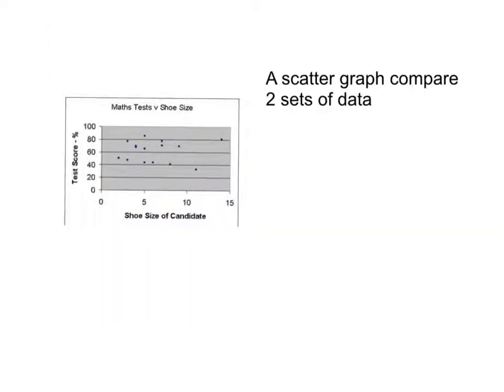We use a scatter graph to compare two sets of data. For example, on this scatter graph here, we are comparing people's shoe size to their test scores to see if the bigger someone's foot, the better they score, or if there's any relationship between the two sets of data.